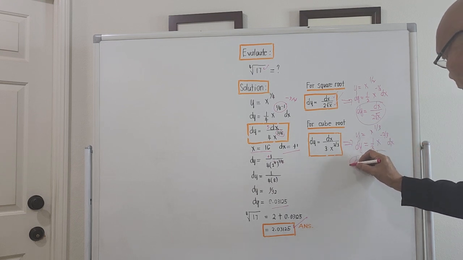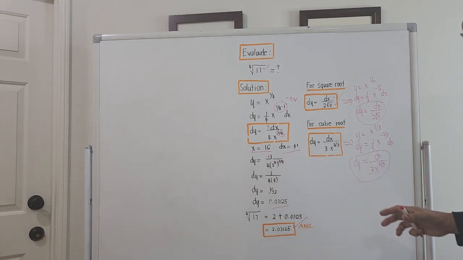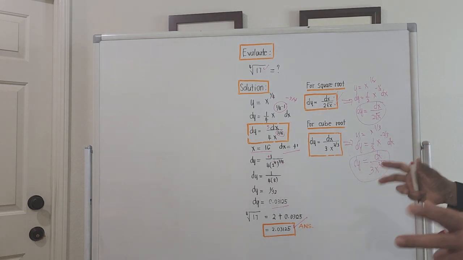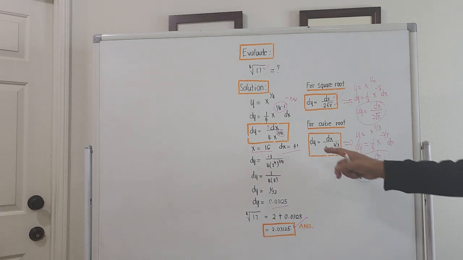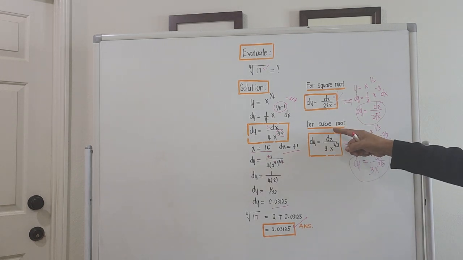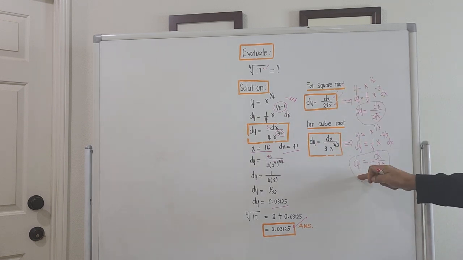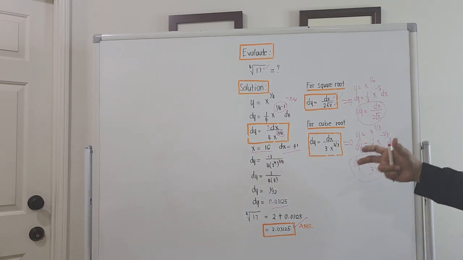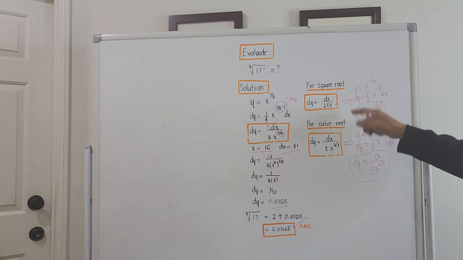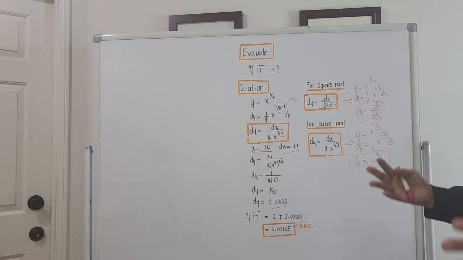So this is the formula on how to take the increment in the cube root if the number is not a perfect cube. That is dy is equal to dx over 3 x raised to the 2/3. You don't have to memorize this. Okay? As long as you know differential calculus, you could derive it. But if you could memorize it, so be it.